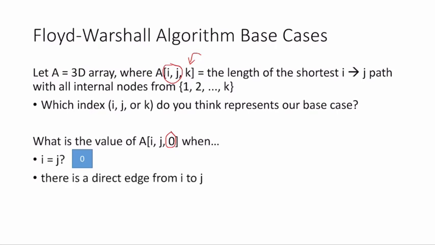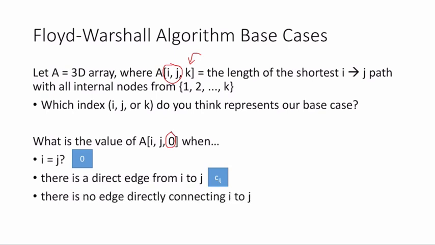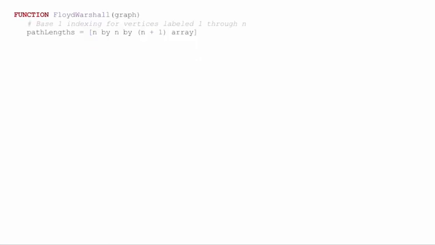Another case is when there's a direct edge from i to j. Well, there are no internal nodes on a direct edge, so the length of that path is just whatever the cost of the ij edge is. And then finally, there is no edge directly connecting i to j. So in that case, it's an infinite path length. All right, well, now let's take a look at the code for this.